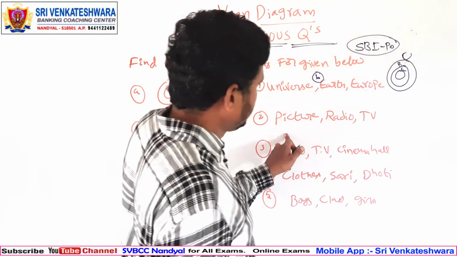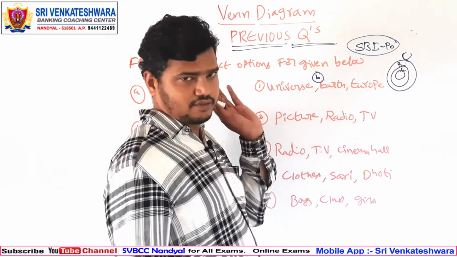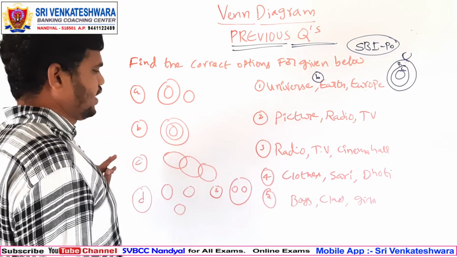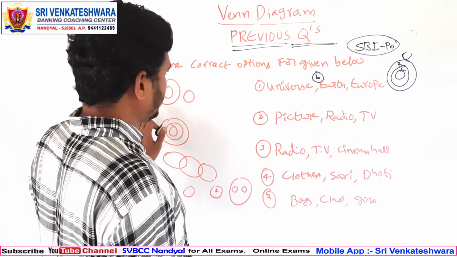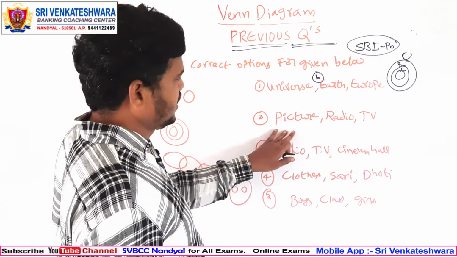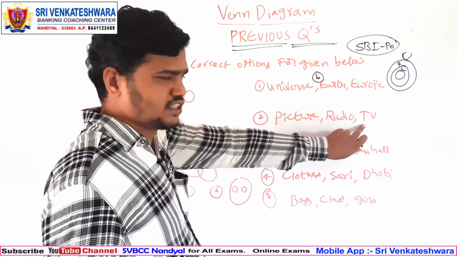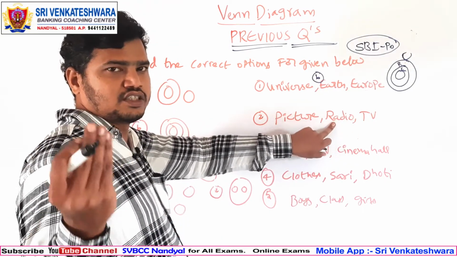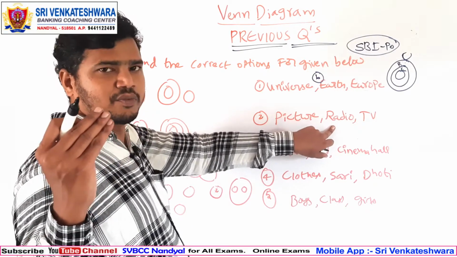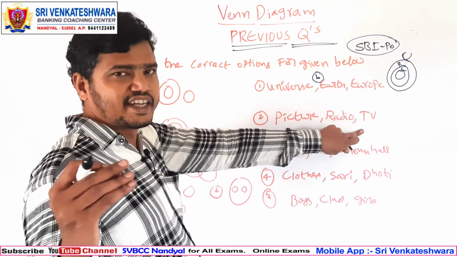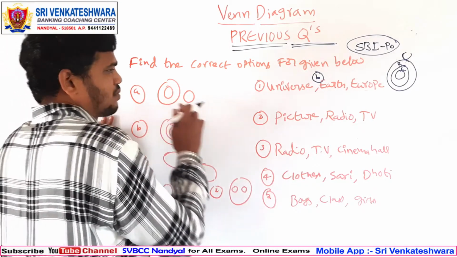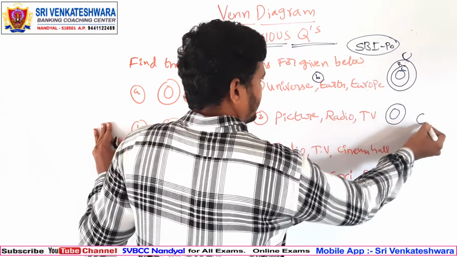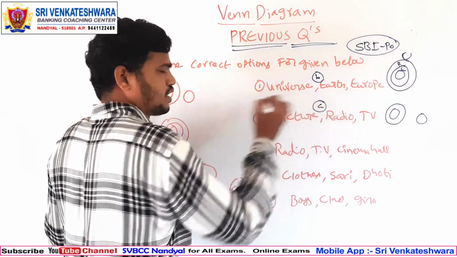Next, picture, radio, TV. So, which one should be correct here? See, here picture and TV should have some interrelationship. In the TV we can have the picture, but radio is different. From the radio we can only hear, whereas in the TV we can watch the picture. So this is option A. Here TV, picture and radio is different. This is option A.